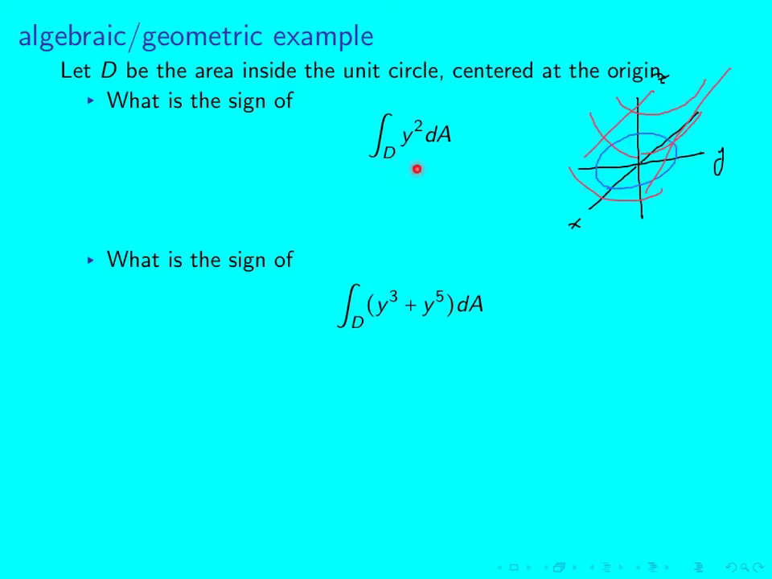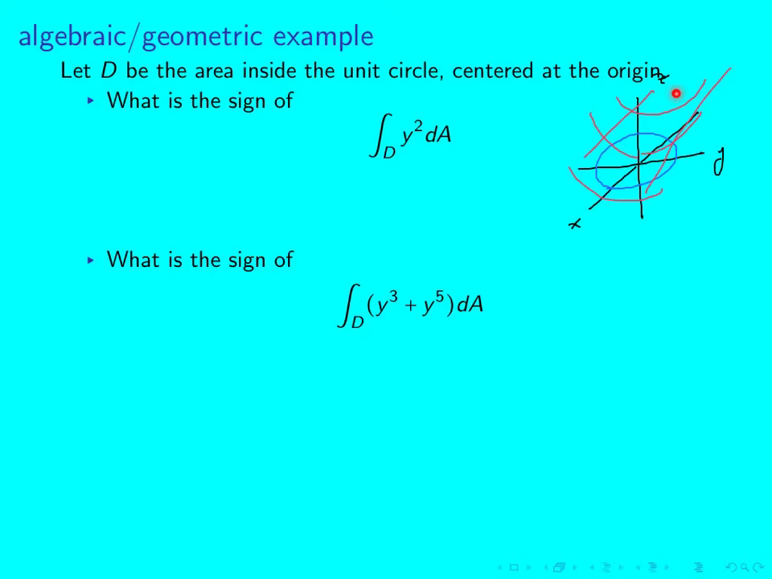And in this first example, I want to integrate over that region, and I want to integrate under the surface given by z equals y squared. So z equals y squared is this parabolic cylinder that extends along the x-axis. And notice in particular what's important is that it's always positive.